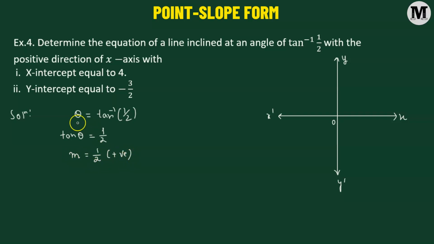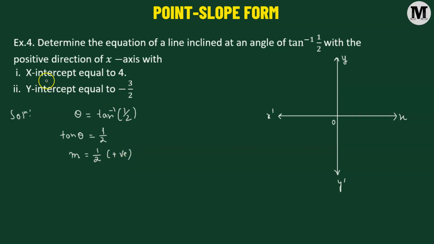So our slope comes out to be 1/2, and this is a positive value. Since it's a positive value, this only implies that theta is an acute angle. So we have a slope of half. This is true for both lines, one having an x-intercept of 4 and the other having a y-intercept of -3/2. Since both lines have the same slope, it automatically tells us that the two lines are parallel to each other. Fine, so we'll go with that fact.